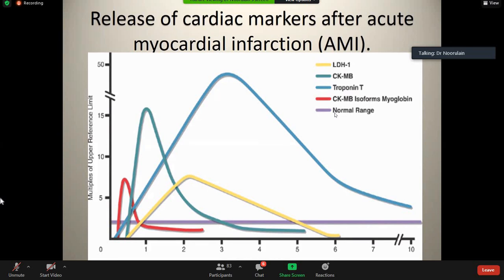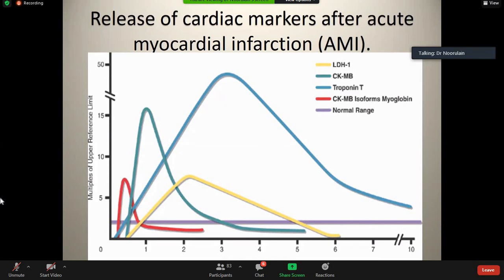Okay, CK-MB rises in 6 to 12 hours. This is the line of CK-MB. It occurs in the 6 to 12 hours, peaks between 12 to 28 hours, and returns to normal level in about 72 to 96 hours.